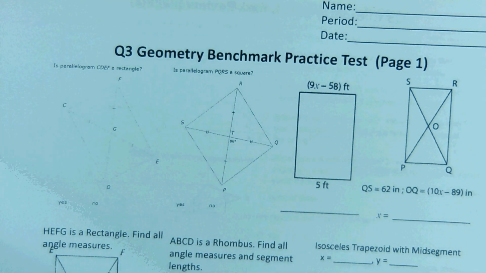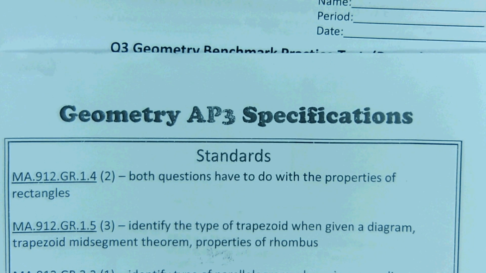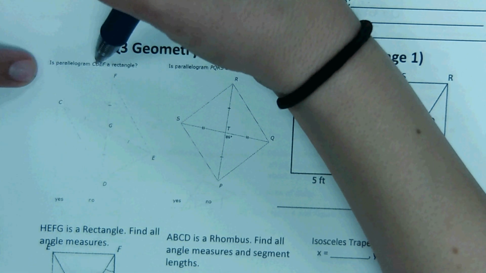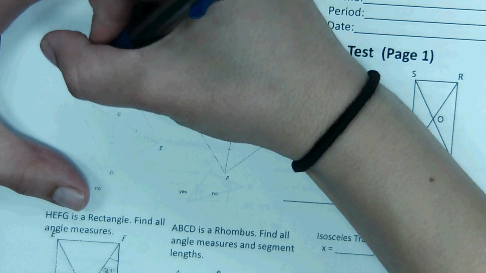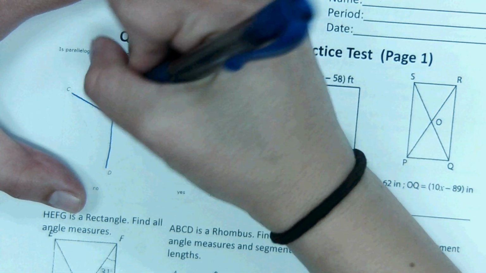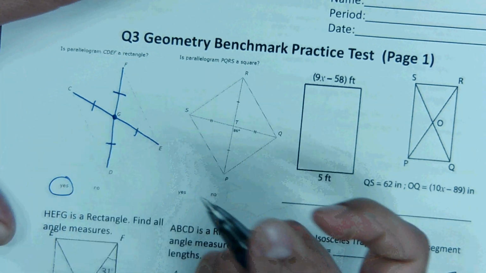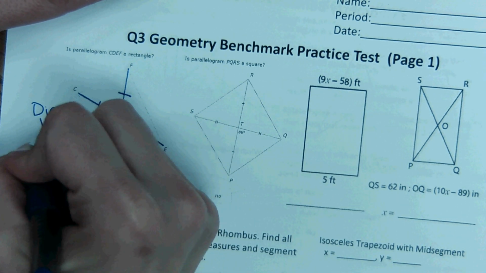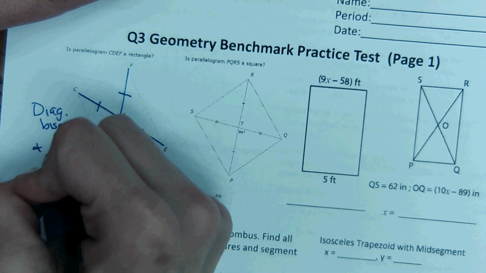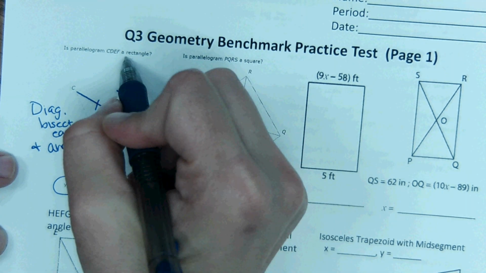Okay, so on this list of questions, the first two are both questions that have to do with properties of rectangles. This question says, is parallelogram CDEF a rectangle? So you're looking at the different properties it gives you to determine if it's a rectangle. With a rectangle, if your diagonals bisect each other and are congruent, then it is a rectangle. So this is a rectangle because the diagonals bisect each other and are congruent. So is it a rectangle? Yes.